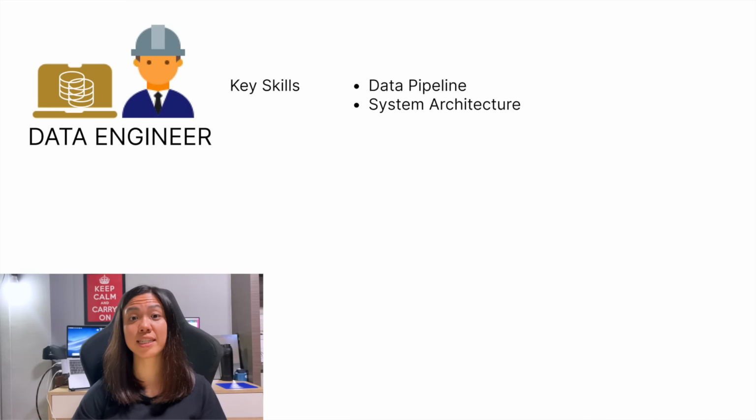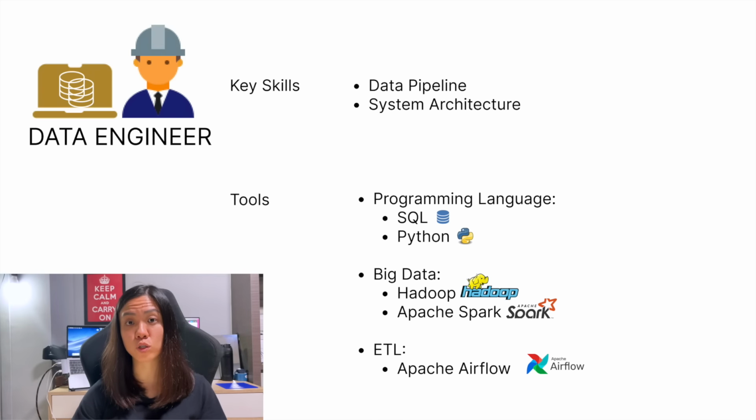To do this, you will need key skills on data pipeline and understanding system architecture. And these are some of the examples of the tools you will need to know. This is not an extensive list, of course. It really depends on what is the technology stack that the company uses. Some examples of programming languages are Python and SQL, where they are used to query and build workflow of the data pipeline. There are also big data systems like Hadoop and Spark, which are used to process and store the data. And for ETL, there is Airflow, which helps to deploy the pipeline.